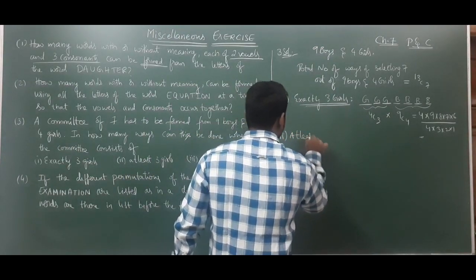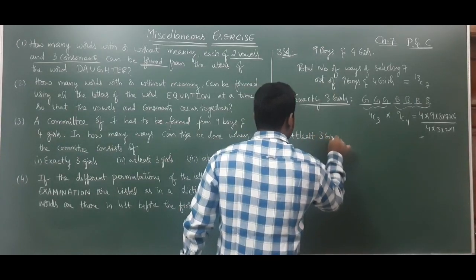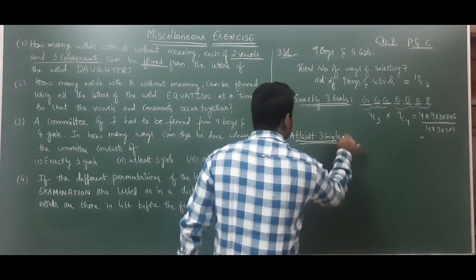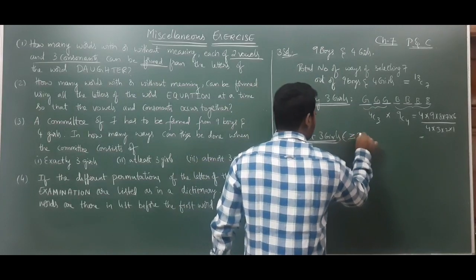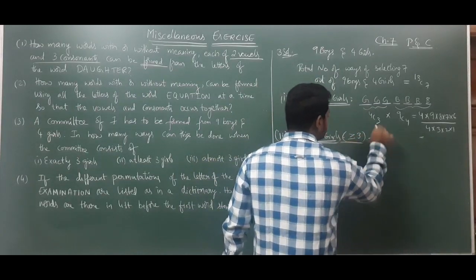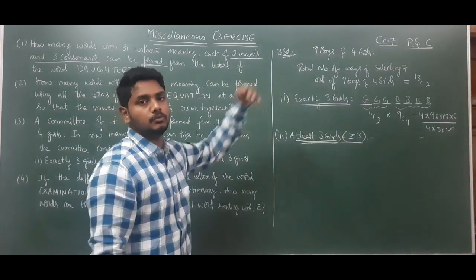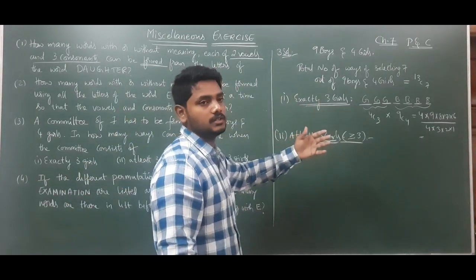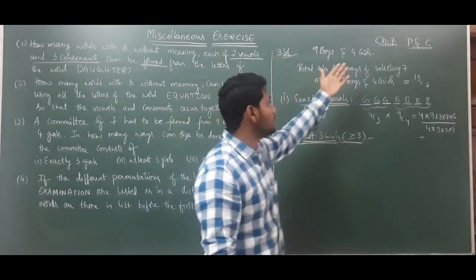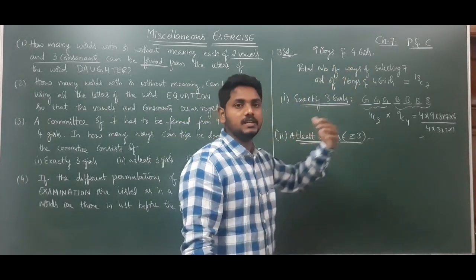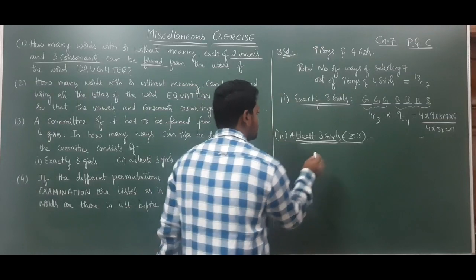At least 3 girls. The at least symbol means we need to remember greater than or equal to 3. Greater than or equal to 3 means equal to 3 and also more than 3. More than 3 means 4 girls. After that 5 girls, but 5 girls are not available. So 3 girls and also 4 girls cases we will take.